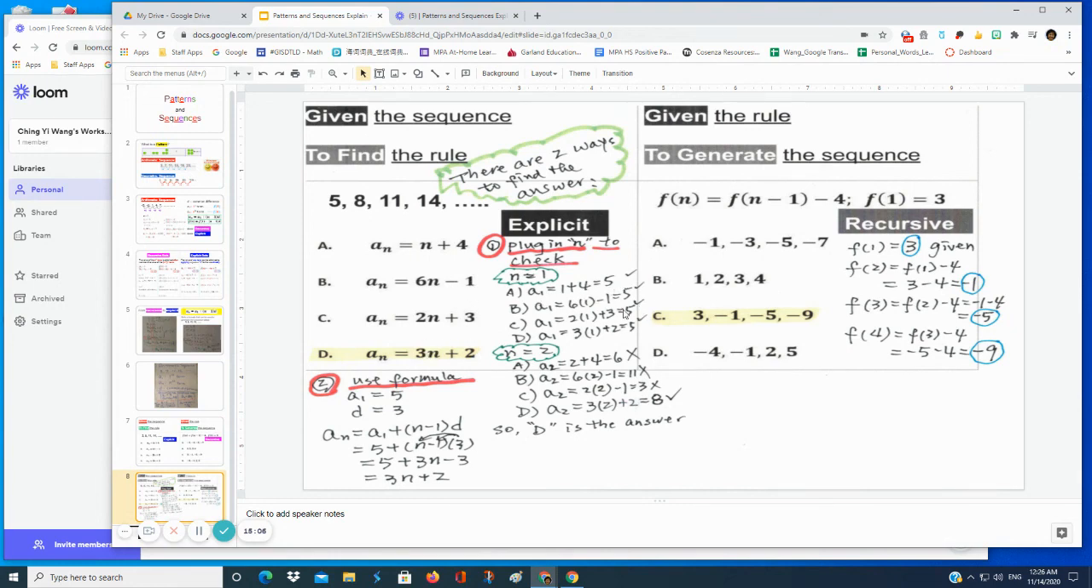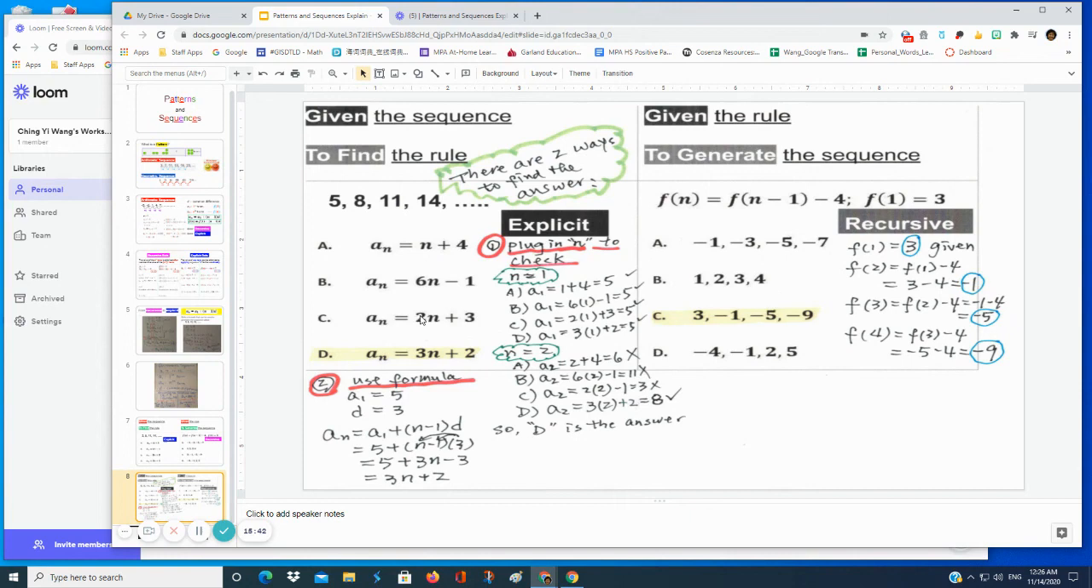You find they all equal 5. That means they all give you first term 5. So now try n equal to 2. That means trying to find the second term. So put 2 into all these rules. You find only the last one will give you 8. 8 is the second term of your sequence. So your answer is D.